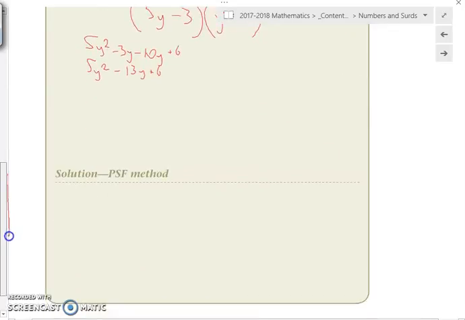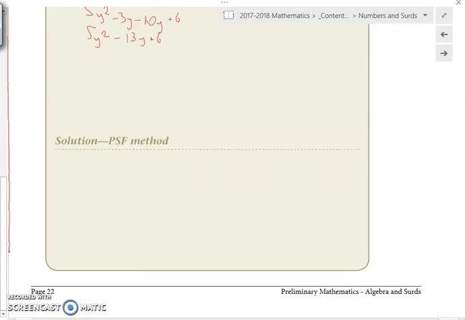You don't like it? Well, let's have a look at the PSF method. PSF stands for product, sum, factor. Except this is a non-monic now. We haven't done one with a non-monic. It's not quite the same. But I'm going to write down the 5y squared minus 13y plus 6.